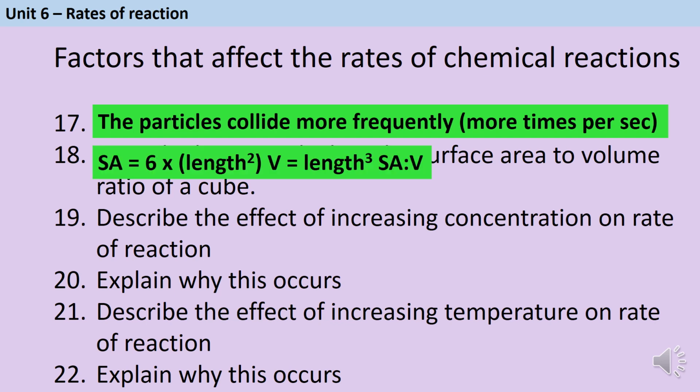So to work out the surface area, we're going to work out the area of one side, so the length times the length, or the length squared, and then multiply that by 6. And then to work out the volume of a cube, you take that length and you cube it. So then we can work out the surface area to volume ratio by putting them together in a ratio or just dividing the surface area by the volume.